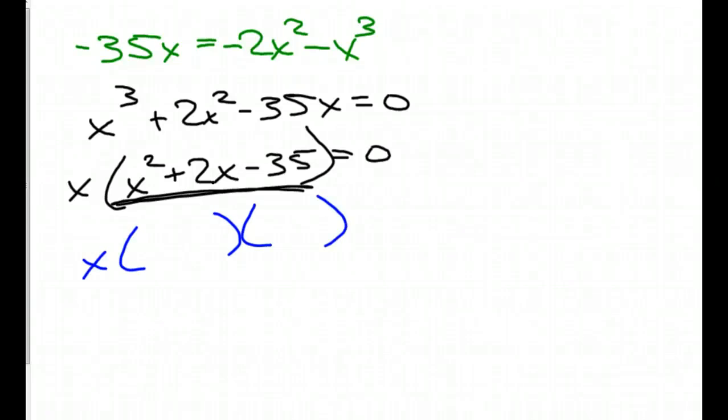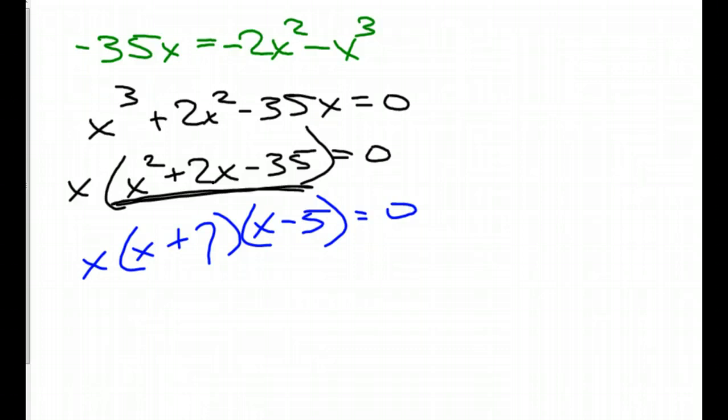So, I'm going to factor this. I'm going to leave that x out there. I'm going to put an x here and an x here, and what numbers am I going to put in? Positive 7, negative 5. All right, so from that bit of information, I need to get 3 x's.